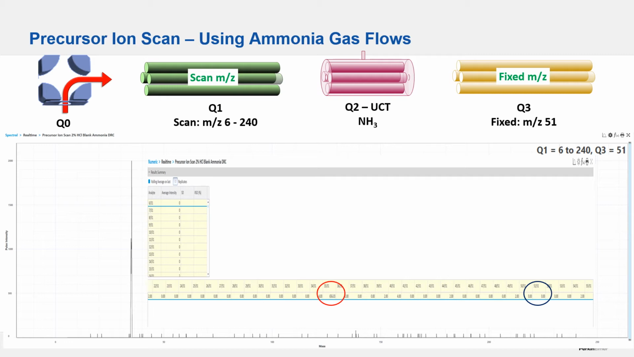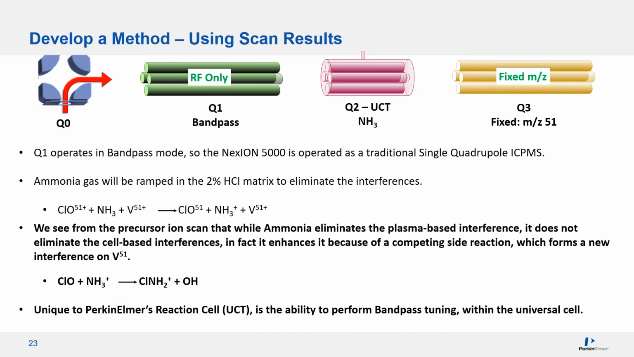So essentially by using MS-MS mode, where Q1 is at 51 and Q3 is at 51, and by using ammonia, we've cleaned up the interference completely. Okay, so we can see from that precursor ion scan mode that ammonia eliminates the plasma-based interference really well. However, there is a little bit of cell-based interference remaining. And in fact, relatively, it's enhanced because of the competing side reaction, which forms a new interference on vanadium 51.